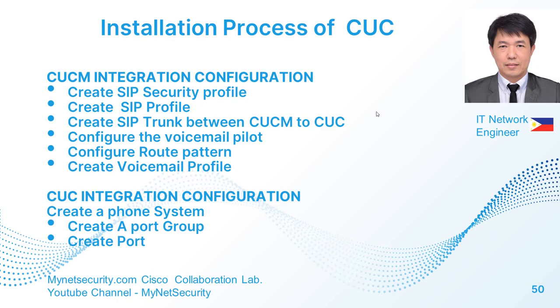So here are the things that we will configure. On the CUCM side, we will create a SIP security profile, SIP profile, SIP trunk, configure the voicemail pilot, the route pattern, and create a voicemail profile. For the CUC, we will create a phone system, a port group, and a port. Okay. We will jump to the Call Manager first.